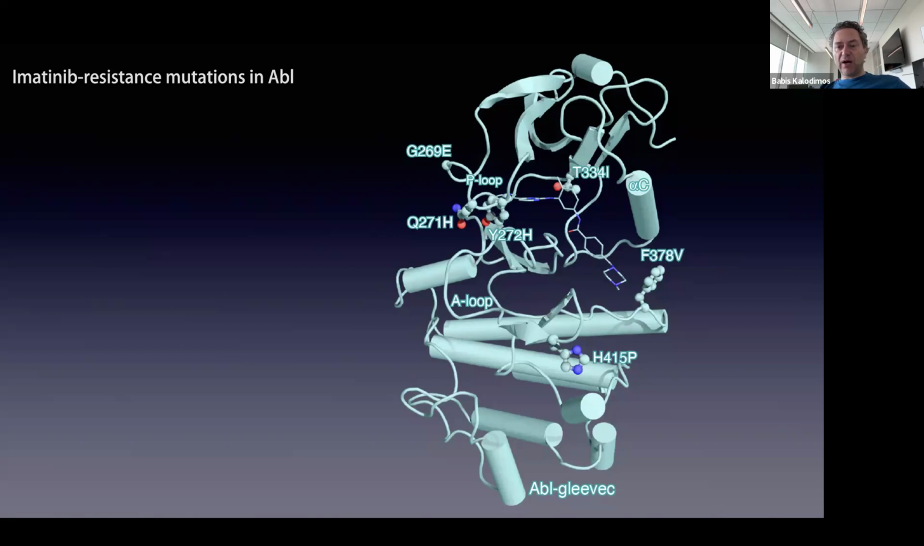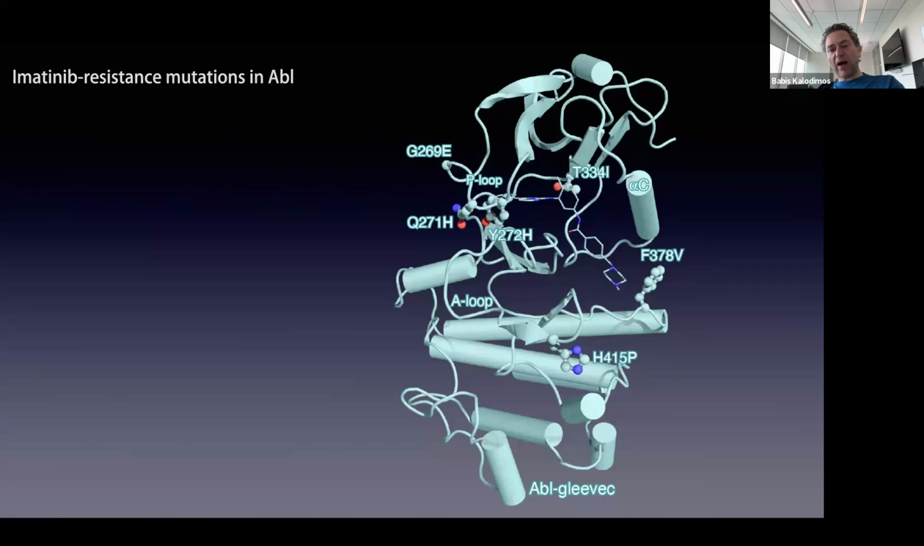Some of these mutations are nearby. For example, I draw your attention to this threonine 334 to isoleucine. This is the gatekeeper. The gatekeeper threonine gets mutated to an isoleucine. It's very bulky, and as such, because it's just next door to Glivec, it reduces the affinity, and that explains the resistance.